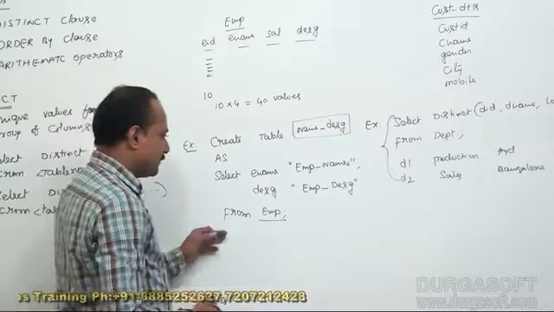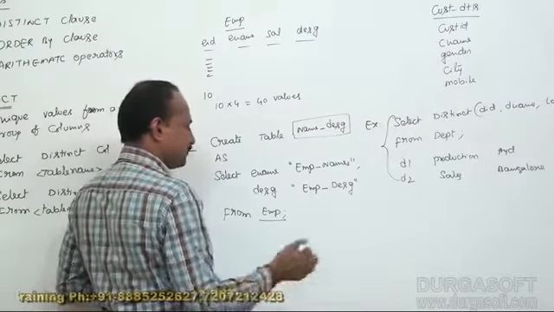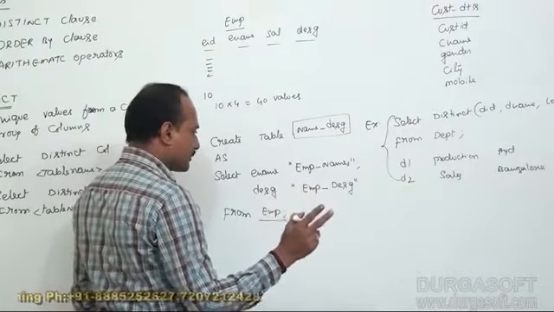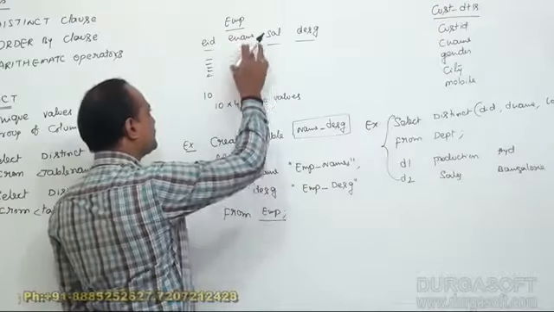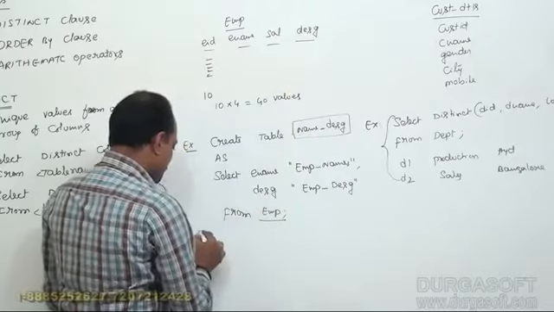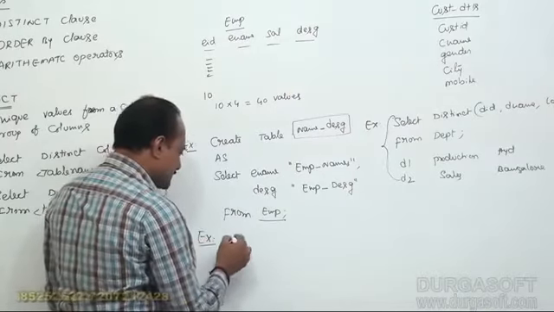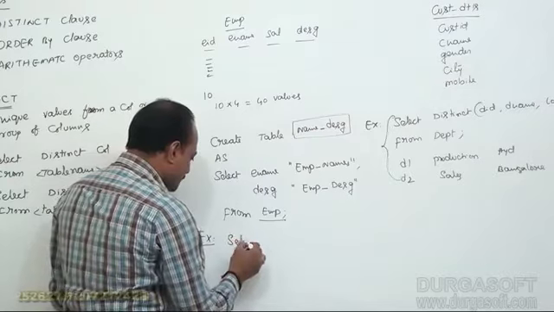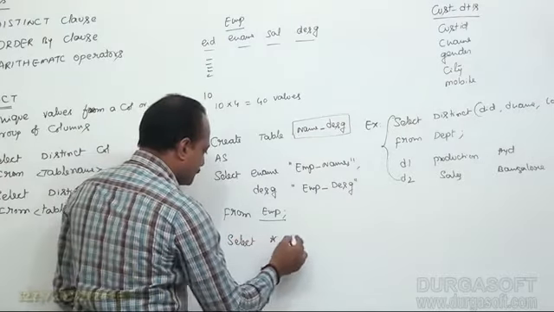Okay, in this table, how many columns are there? Only 2 columns. What are the columns? Employee names and employee designations. So how should I select the data from the new table?